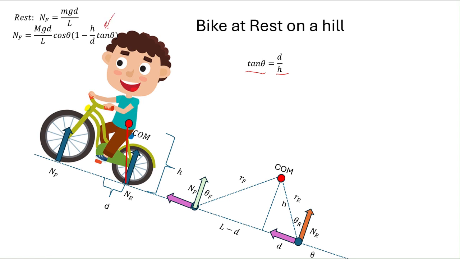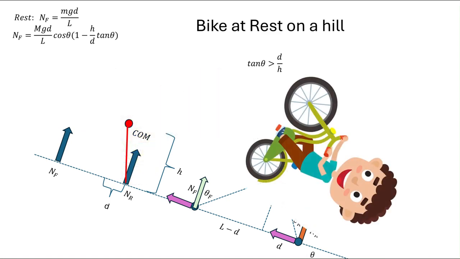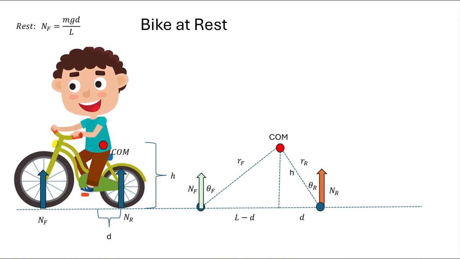Now what happens if tan theta equals d over h? Oh my gosh, if you plug that in, the normal force will be 0. In other words, if you're on an incline and you lean back on your bike and you make the distance too small, you are going to tip over. Okay, so what does that mean? It means you go flying and you hurt your head. So let's not do that. If tan theta is greater than d over h, this person's going for a ride. Okay, so let's put him back on safe ground. There he is. We're back to the bike at rest.